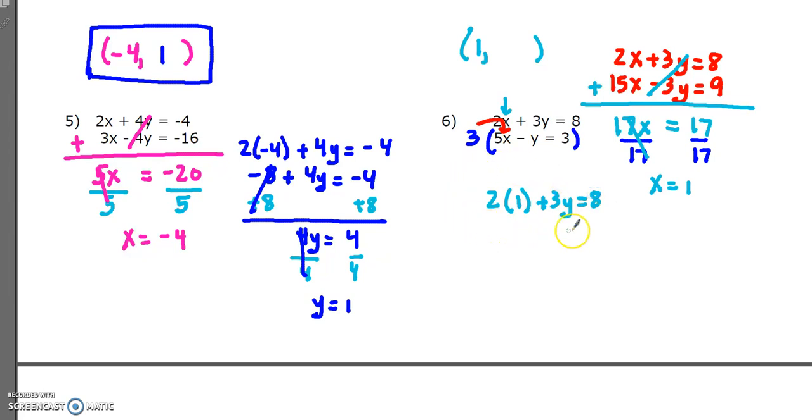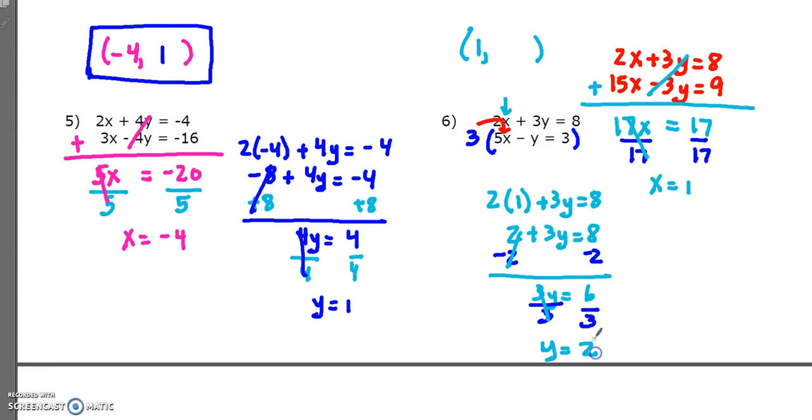Again, I could put this into a solver, or I could just go ahead and do it by hand, which I will. I will subtract 2 from both sides. I have 3y equals 6. Divide by 3 on both sides and I will end up with y equals 2. So my y value is 2, so my final answer is going to be (1, 2).